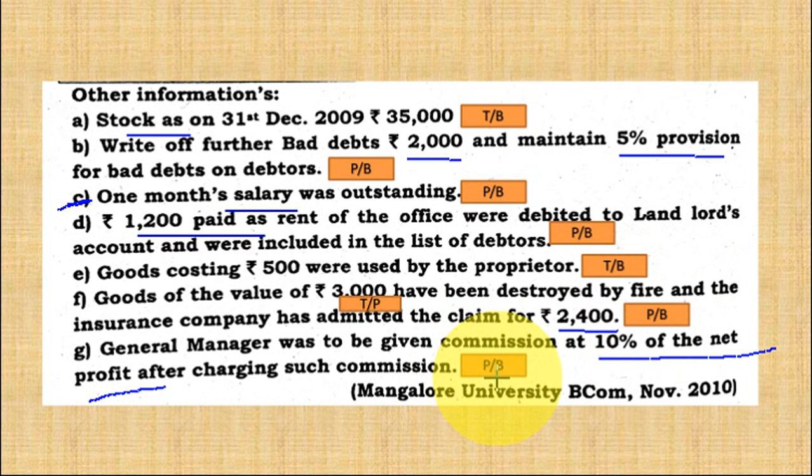So this will appear in the profit and loss account, I told you, to manager's commission. Another in the balance sheet, because we have not yet paid. We are just calculating the net profit, right? So we haven't paid him. So in the balance sheet, it is outstanding expense. You have to show it as a liability. Clear?